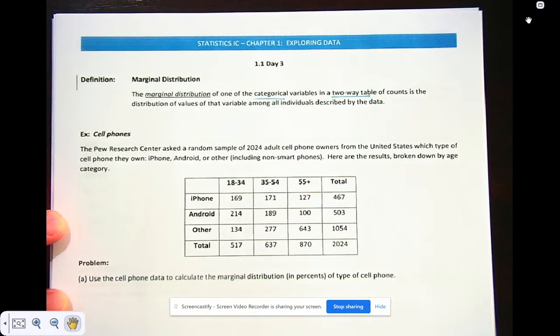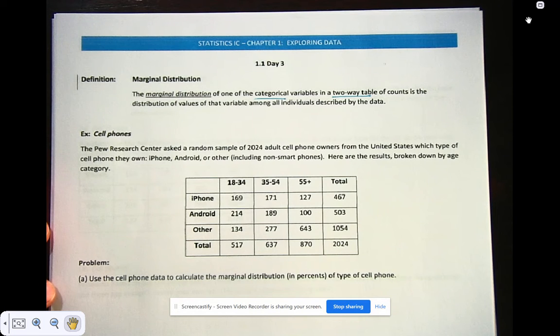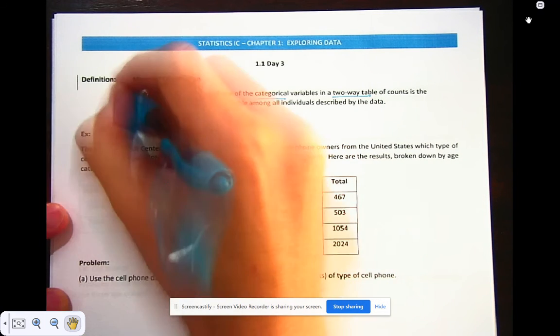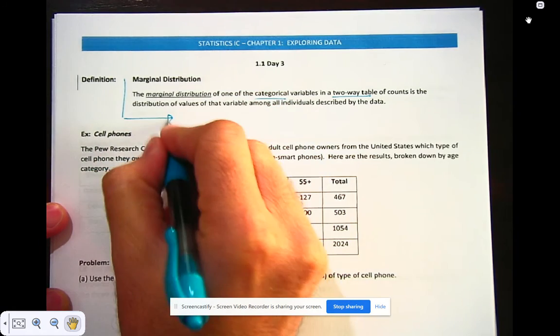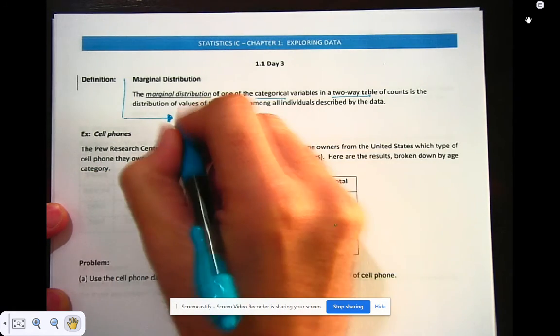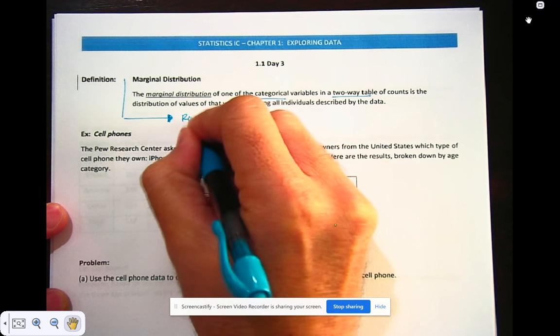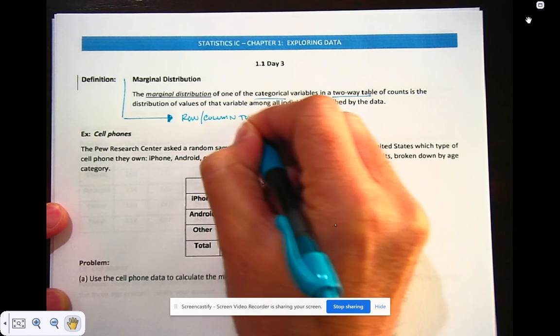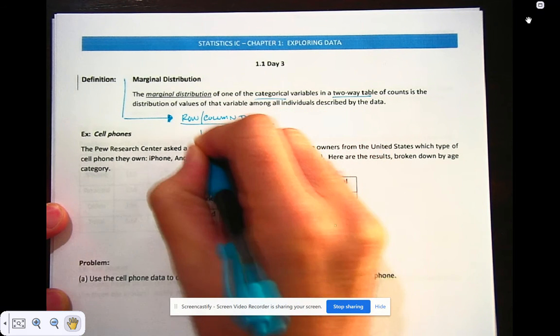I'll explain it all down below, is the distribution of values of that variable among all individuals described by the data. You know, that is confusing. When you guys do a marginal distribution, what you want to focus on is you want to do a row or column total divided by the table total.